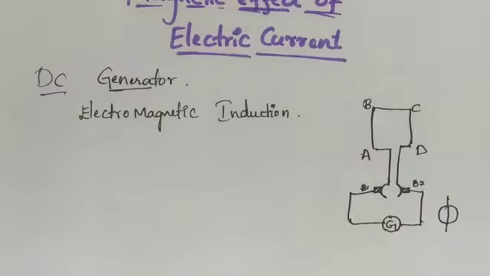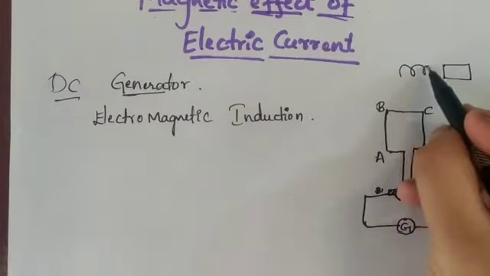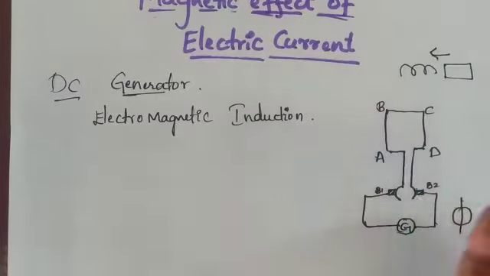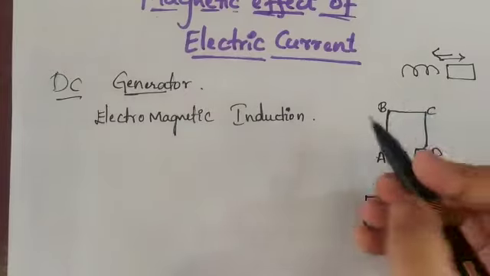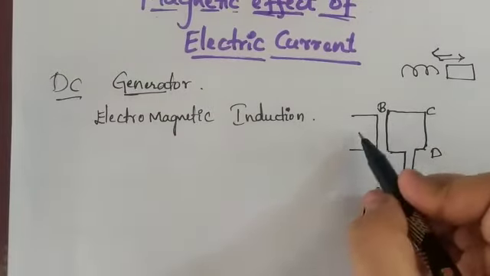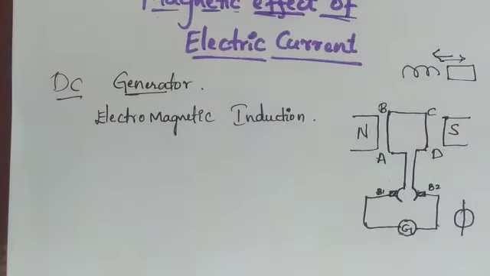In the previous discussion on induction, we considered a magnet and also a coil. When the magnet came near to it or went away from it, that is, when there was a change in magnetic field lines, only then was there a generation of current inside the coil. Here we are keeping a horseshoe magnet. This is the north pole and this is the south pole of the horseshoe magnet. It is a permanent magnet.